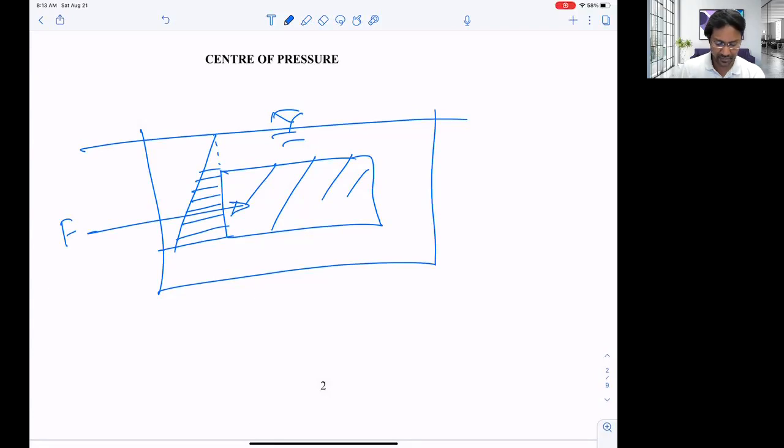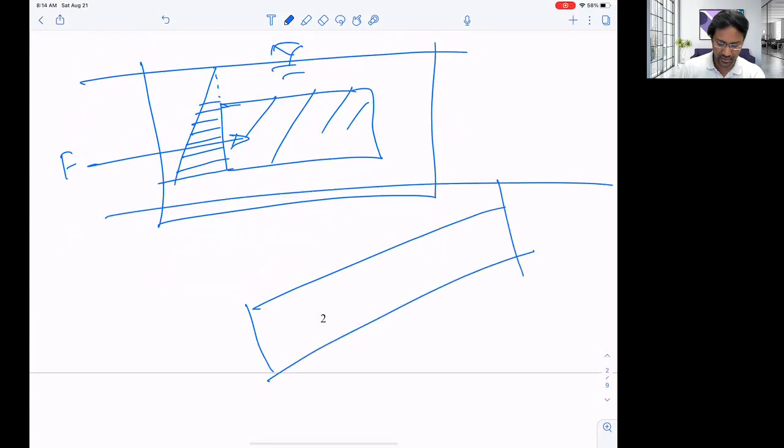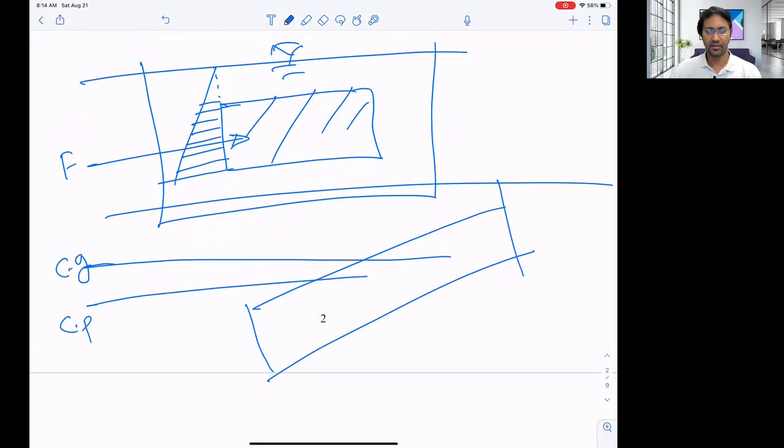For a horizontal body like this, the center of pressure will be located at the point where the center of gravity is located. So center of pressure and center of gravity will coincide for a horizontal body. But if we have a body with an inclined surface that is submerged in the water, you may have the CG here, the center of gravity, and the center of pressure will be located here, CP. It will be below the center of gravity. Why is that? I'll try to explain that as well.